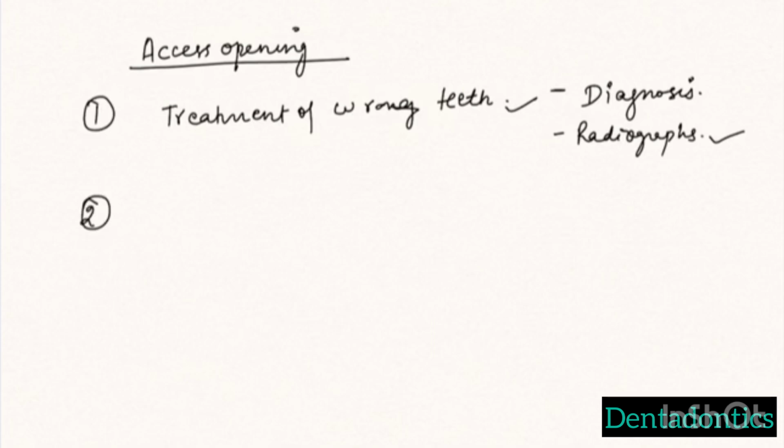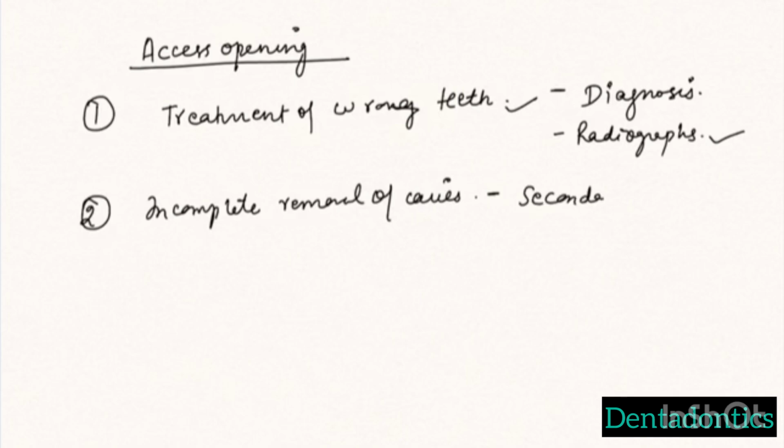Then second is incomplete removal of caries. As we know, before the endodontic procedure we have to remove the caries from the tooth, but in case of secondary caries or caries below the restoration, sometimes the caries may be left inside the tooth and may lead to incomplete removal. So the proper access opening should be done to prevent this infection.